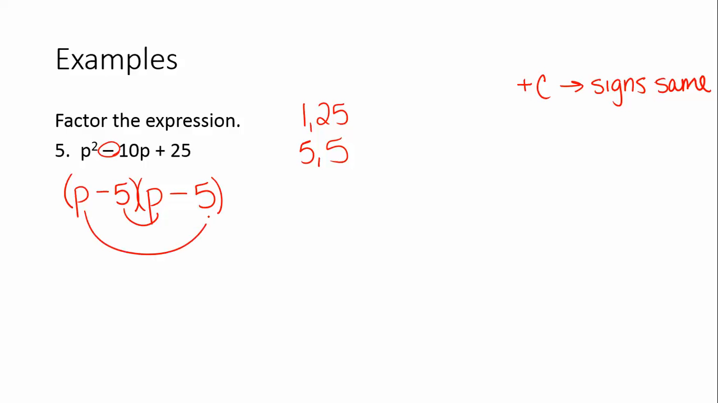This is a negative 5p. This is a negative 5p. And when I add those together, I get negative 10p. So that is my middle term, so I know that I have it factored correctly. P minus 5 times P minus 5.